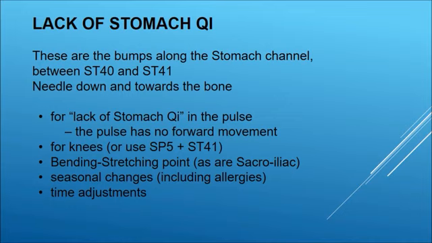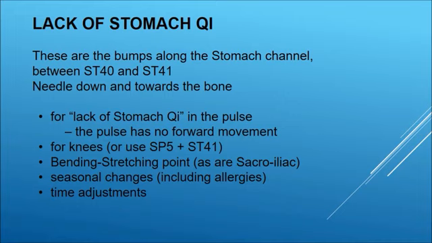The bumps along the shin are below stomach 36. Originally, we looked for bumps below stomach 40 and attached to the bone. Do not look for the bumps on the lateral side of the tibialis anterior, the second stomach channel, where some people needle stomach points. Those bumps are attached to the bone.